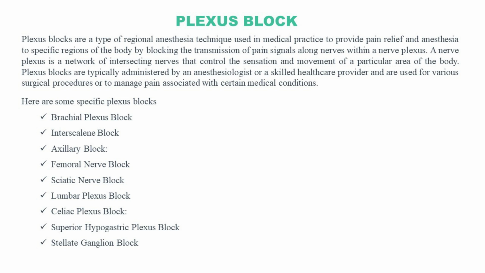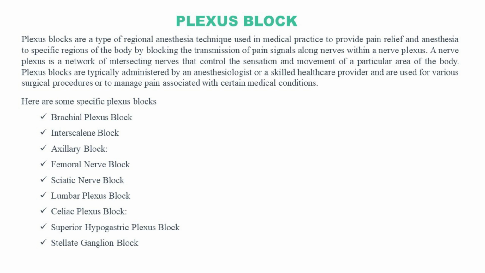9. Stellate ganglion block. Although technically not a plexus block, it targets the stellate ganglion in the neck and is used to treat conditions like complex regional pain syndrome, CRPS, in the upper extremities, as well as some cases of excessive sweating, hyperhidrosis.